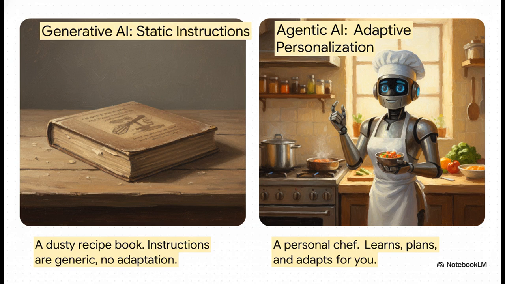Think of the generative AI we all know and use, like ChatGPT. It's kind of like a recipe book. It's full of great instructions, for sure, but it's static. Agentic AI, on the other hand, is like a personal chef. It gets to know you, it remembers what you liked last week, and it adapts on the fly. It has memory, and that changes everything.